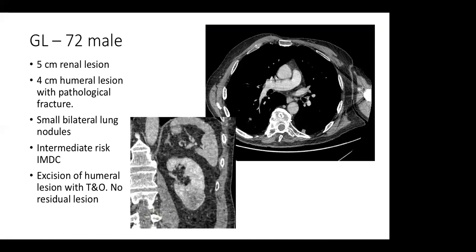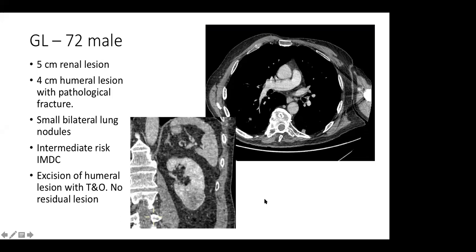So this is a 72-year-old male, 5 centimeter renal mass. Yeah, that was slightly adventurous. 4 centimeter humeral lesion with pathological fracture. It's a big lesion. A small bilateral lung nodule, and you can see one of them. Intermediate risk disease. Good performance status he was.